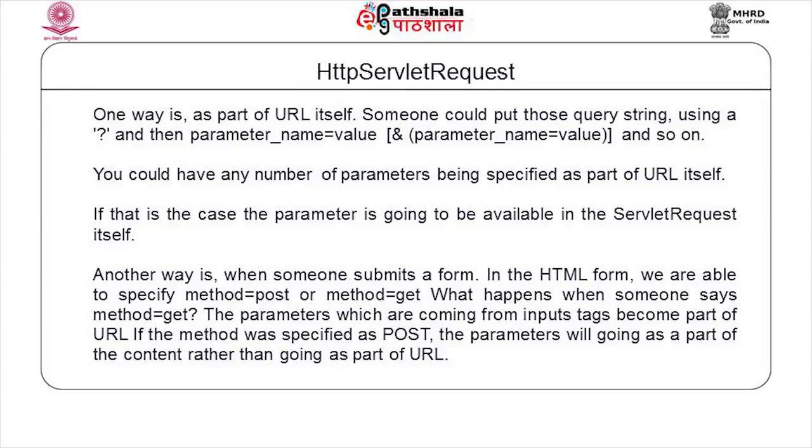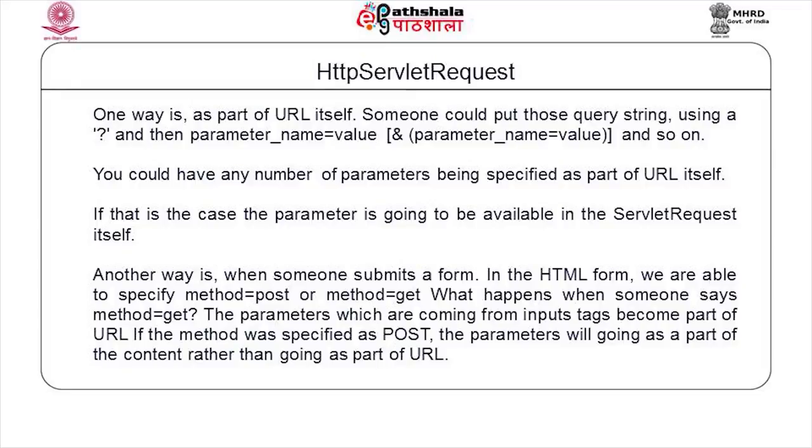Another way is when someone submits an HTML form. In the HTML form, we know there is form and slash form. In the form, we can specify method equal to post or method equal to get. What happens when someone says method equal to get? The parameters, which come from the input tags of the form, all go as parameters, but they become part of the URL.